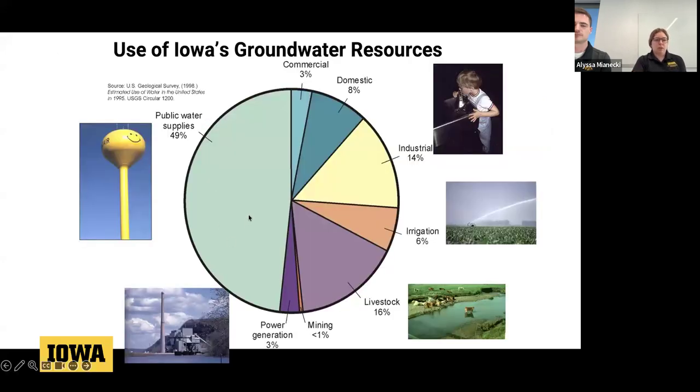So now that we know where the groundwater is, how do we use it? And by and large, it's for these public water supplies. About half of all of the groundwater used in Iowa is for drinking water. And the other uses are for things like just domestic household uses, industrial water, and then in agriculture, it makes up about 20% between both irrigation and livestock.